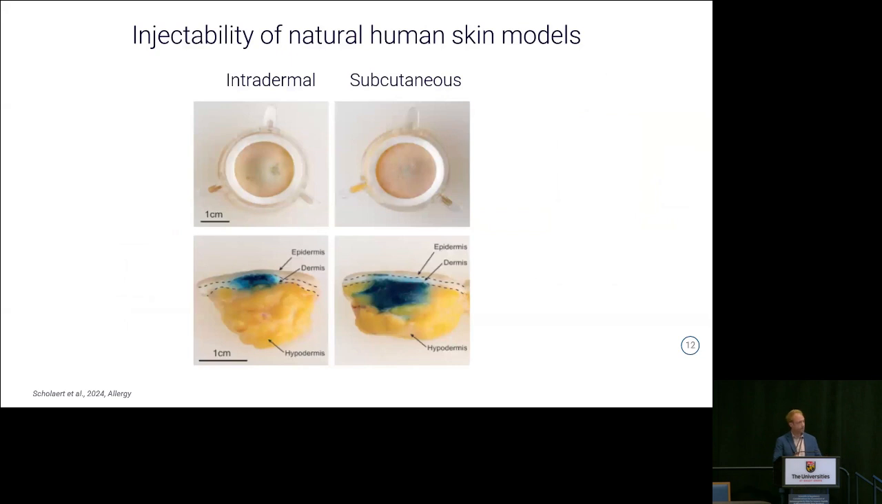So this is how it looks like. This is the model here, and this is an example of intradermal delivery or sub-Q delivery. So if you do sub-Q, for example, you can literally take a forceps, pinch out the skin and then inject it like you would inject a patient. And this is how it looks like, the sub-Q.